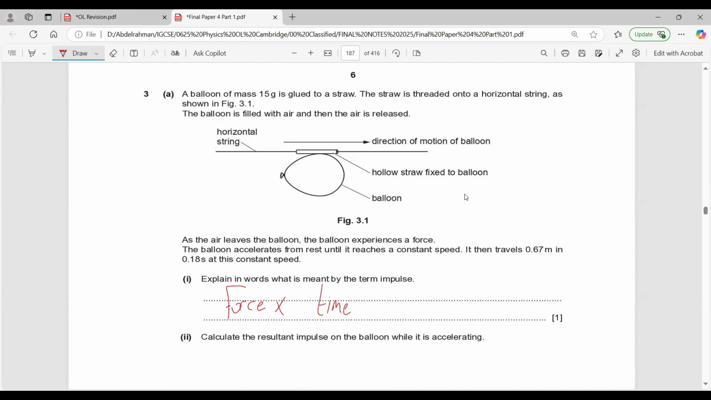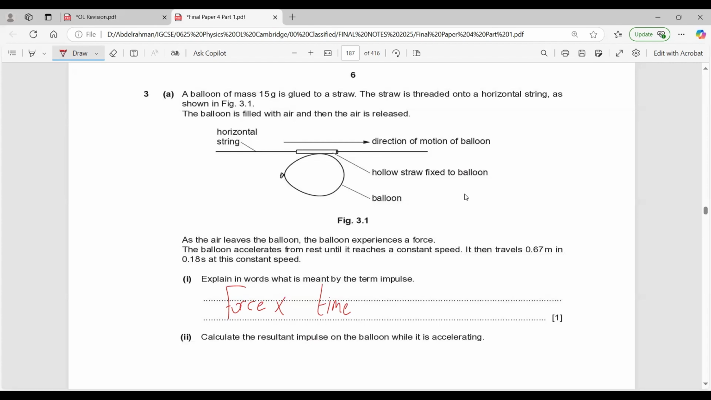Calculate the resultant impulse. I have a balloon. It had some air in it. As the air leaves, the balloon experiences a force. As the air leaves to the left, the balloon moves to the right. That's like recoil. It's the same concept. If you had a rifle, a gun, and you shoot the gun, the gun will move automatically backwards. That's the whole point.